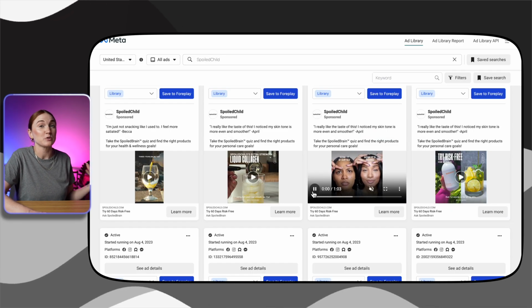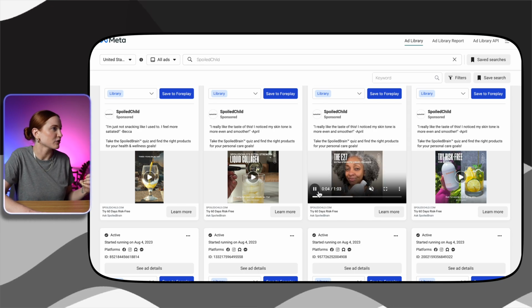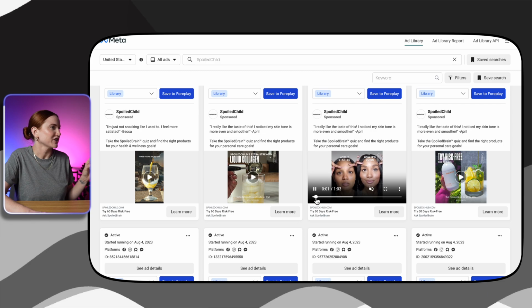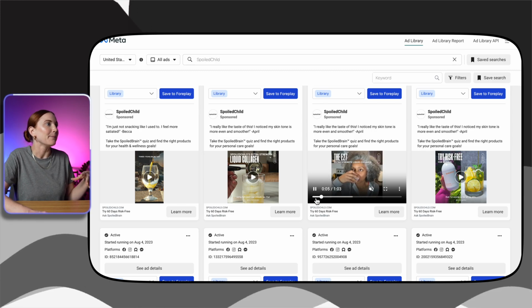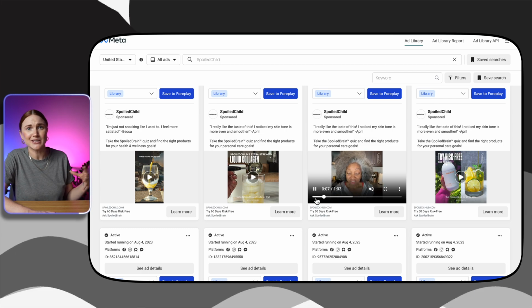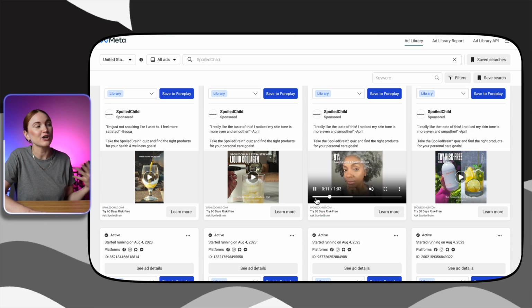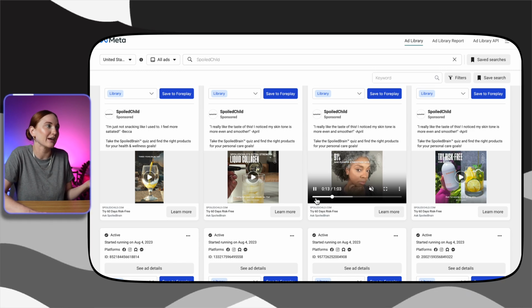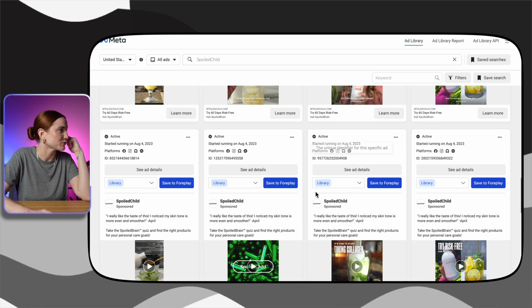And another thing I'm going to do is really pay attention to, okay, what types of hooks and editing styles are they using? It's kind of interesting. For Spoiled Child, they really are zooming in a lot on UGC, but they aren't really using native style fonts. And that's something that I would definitely ask the brand about. Is that a conscious choice? Is that something that you're doing without much thought? You know, it's kind of hard to say because I've never worked with this brand.